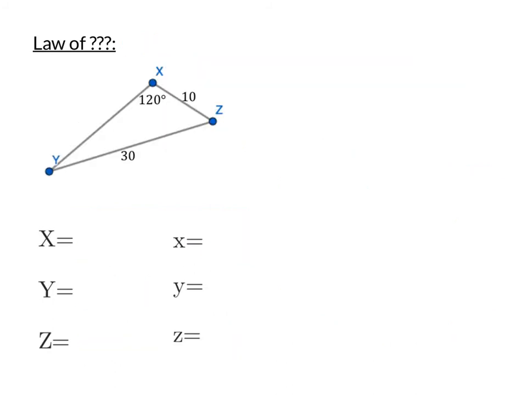Let's go with one more. First thing, identify what you know. Angle X is 120 degrees. Side X is 30. And side Y is 10. When we're determining which law we should use, we look to see if we have a pair first. And I do have this angle and its opposite side. That means we're going to use law of sines.